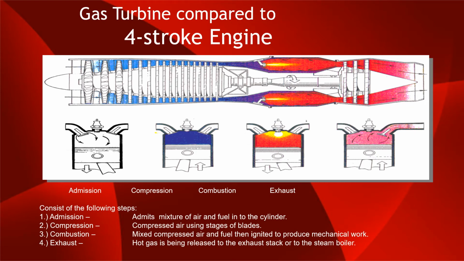Look at this, how we are comparing with the diesel engine. The top one is the gas turbine, the bottom layer is the IC engine: admission of air, compression, combustion and exhaust. Here also admission, combustion and expansion. This diagram depicts the comparison between diesel engine and gas turbine.